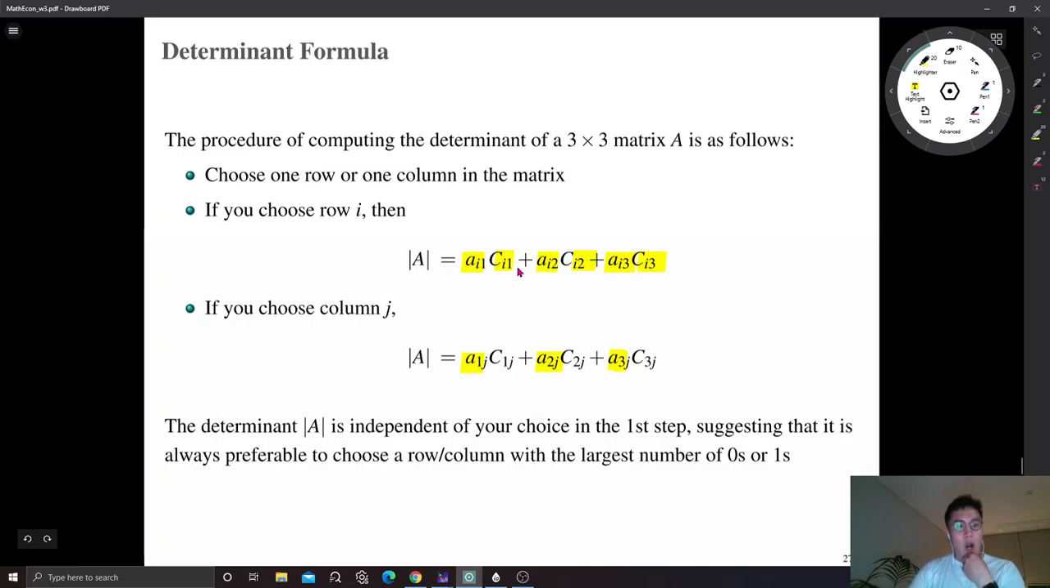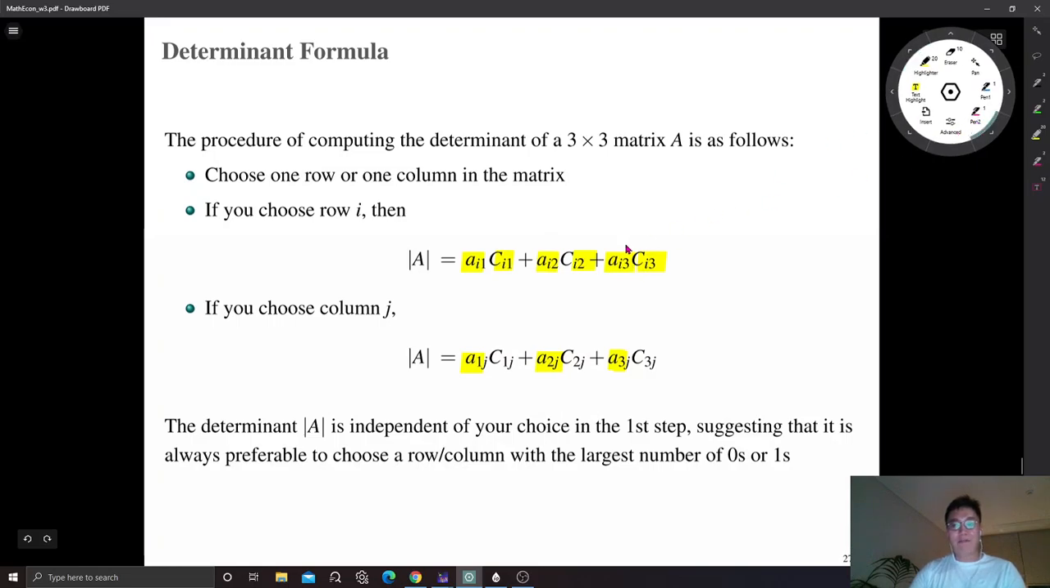So the one thing we have to notice is, the determinant of a matrix is independent of your choice. We end up with the same determinant no matter which row or which column you choose in the first stage. So it suggests that it is always better to choose the row or column with the largest number of zeros and ones, because this is a linear combination.